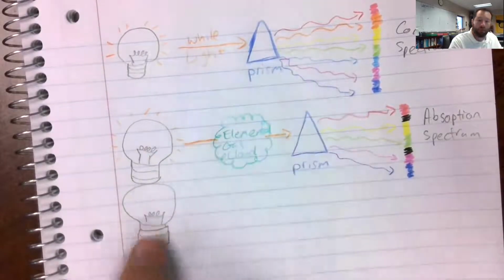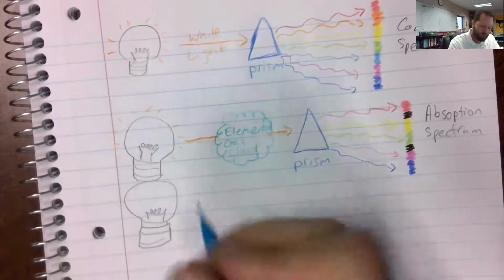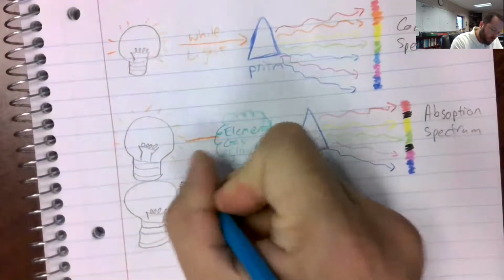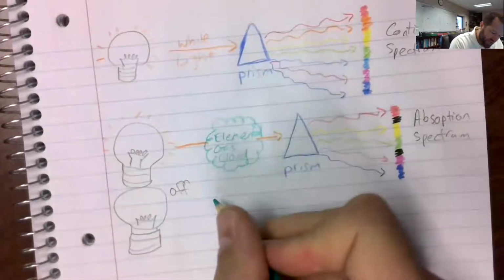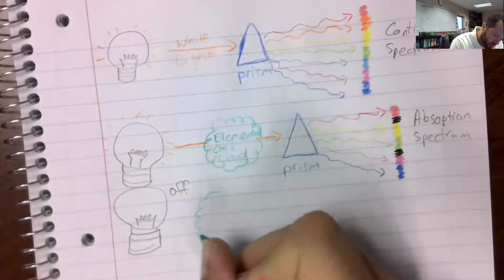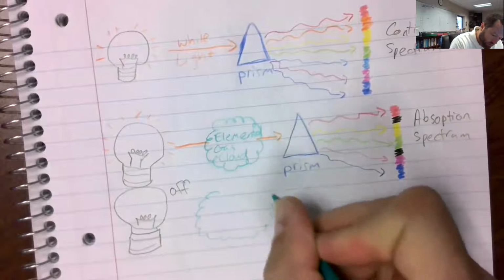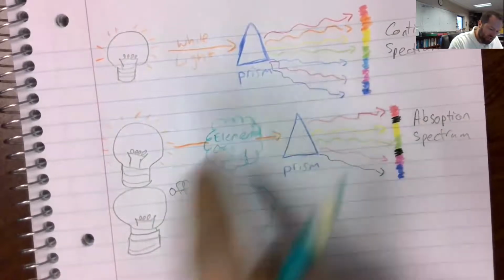So our light bulb. Now I'm not going to draw the lines around the light bulb. The light bulb is off. No light coming from the light bulb. Instead, I can imagine the gas cloud. It's been sitting next to the light bulb.